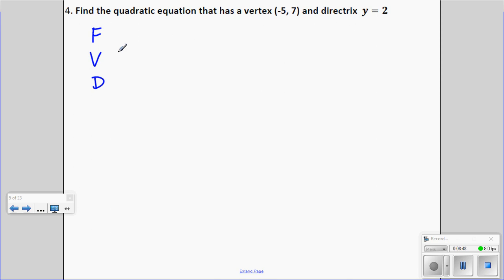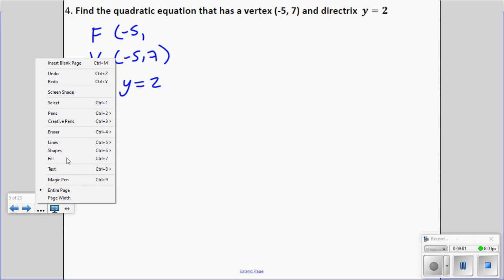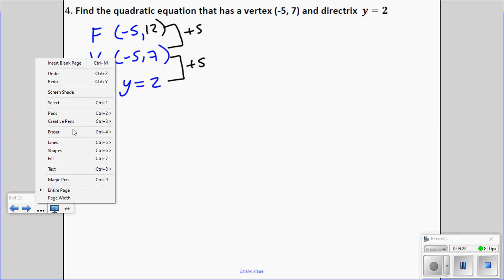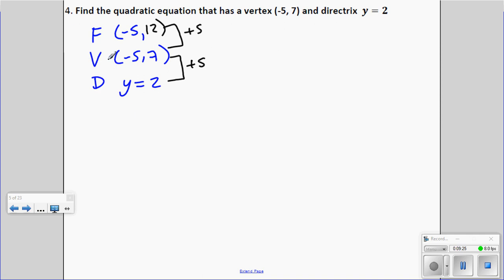Focus, vertex, directrix. Put your vertex coordinates. Write your equation for your directrix. Now the focus will have the same x value. We just need to figure out what the y value is going to be. To get from my directrix to my vertex, I had to go up 5. So to get from my vertex to my focus, I would go up 5 again. So that means 7 plus 5 is 12. So that's my focal point. Now the total distance between my focus and my directrix is 10.